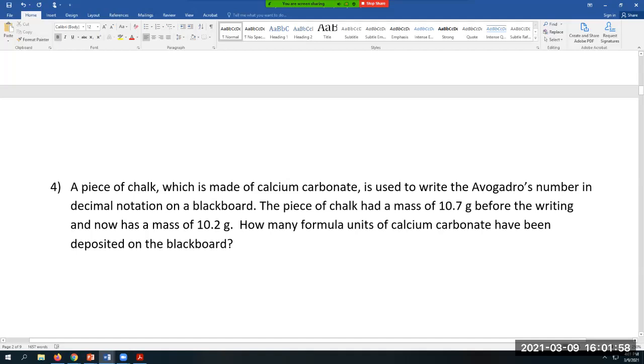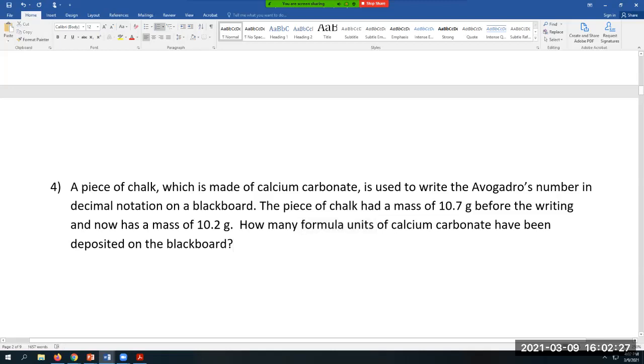So notice here, we don't ask how many molecules of calcium carbonate, because that's not proper. We don't talk about molecules when it's an ionic compound. Here, calcium carbonate is made of a metal and a non-metal, so that's an ionic compound. And so then we talk about formula units. So how many formula units of calcium carbonate are left on the board?